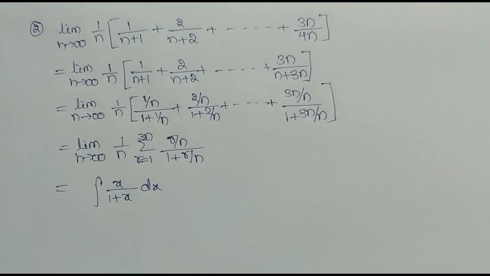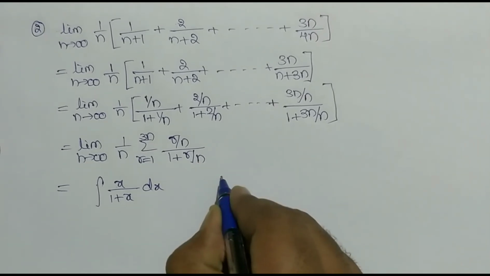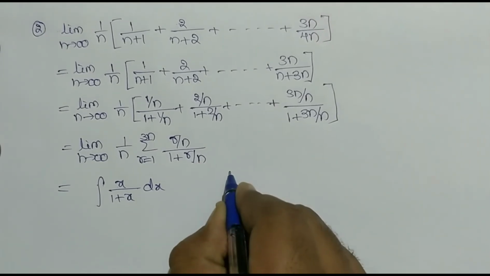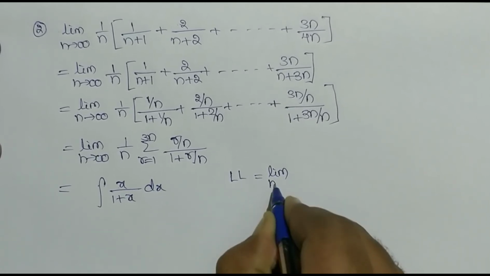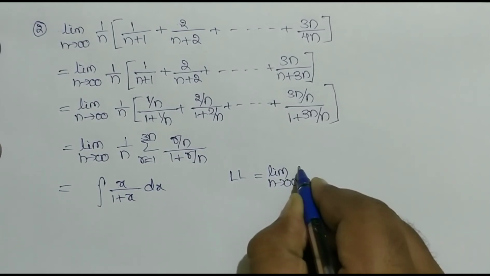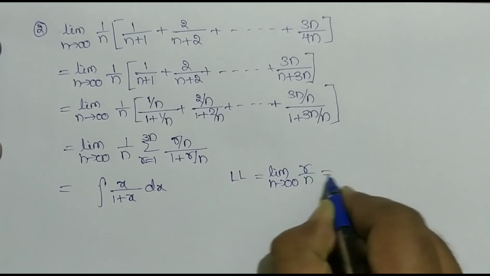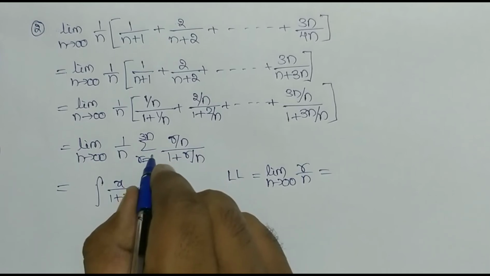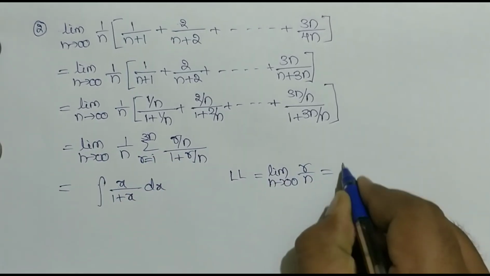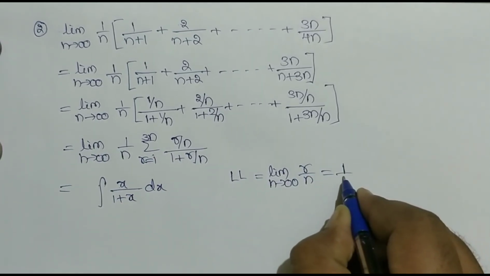Now we need limits: from where to where is it varying? For the upper limit and lower limit, what do we have to use? For the lower limit, limit n tends to infinity of r upon n, where r is the least value of r. R is starting from 1 by infinity.